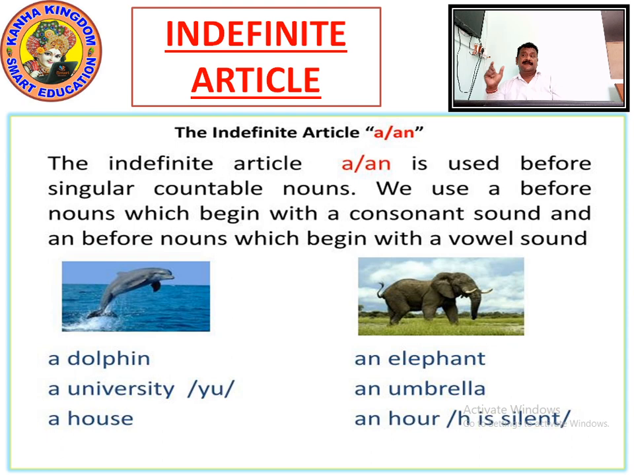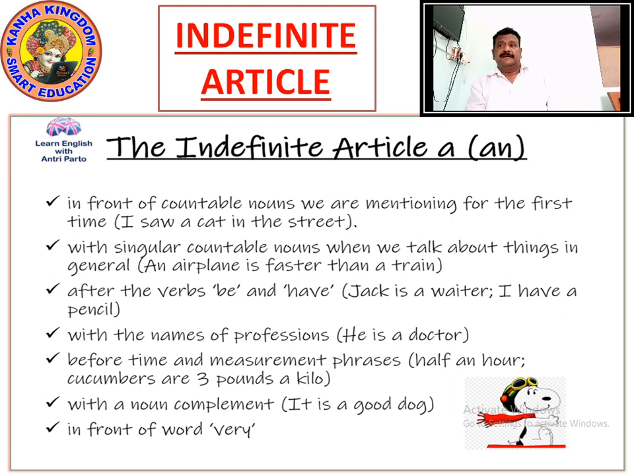When we talk about this, we need to know the indefinite article is used before singular countable nouns. We use A before a noun which begins with a consonant sound and AN before a noun which begins with a vowel sound. So now the indefinite article has been explained. Now let's go to the next page for more elaboration and more knowledge about the indefinite article.